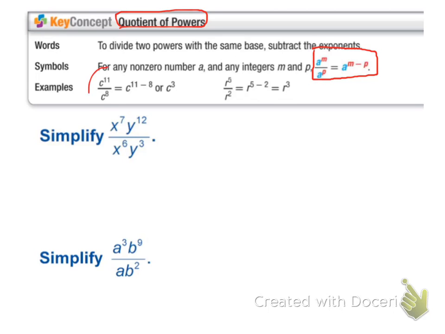Okay, so if I have c to the 11th divided by c to the 8th, I would do 11 minus 8, which would give me c to the 3rd. If I have r to the 5th over r squared, I would subtract my exponents, 5 minus 2, which gives me r cubed. Let's give this a try in a couple harder problems.